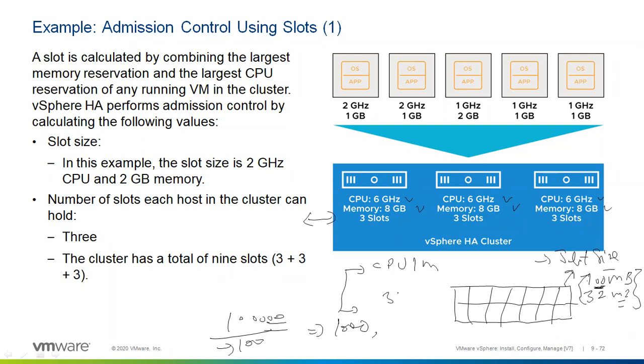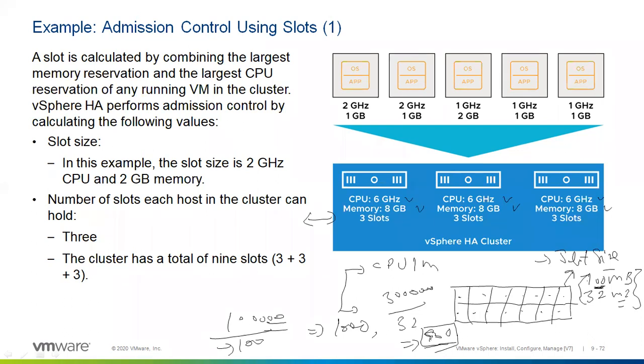And if I have 33,000 megahertz of CPU divided by 32, it will come to around 900. So it will take the least value of these slot counts. It divides the entire resource into slot sizes, and it considers the minimum size of your virtual machine that is going to be placed in these slots.